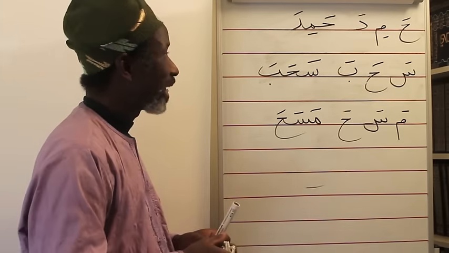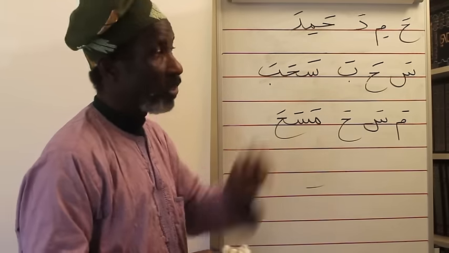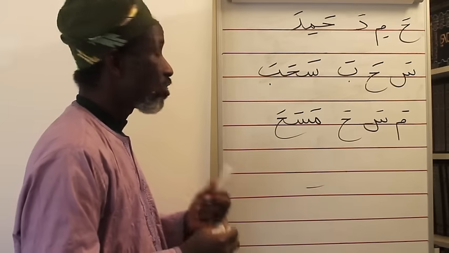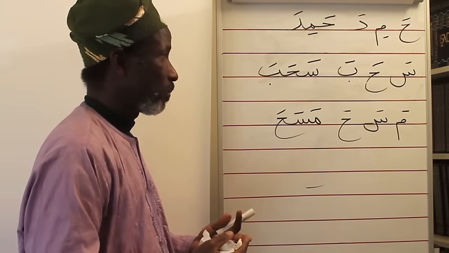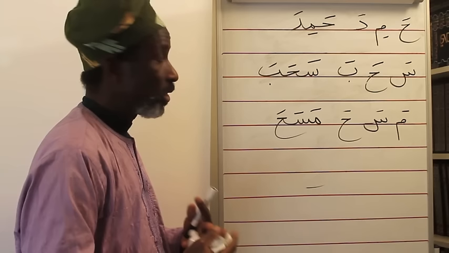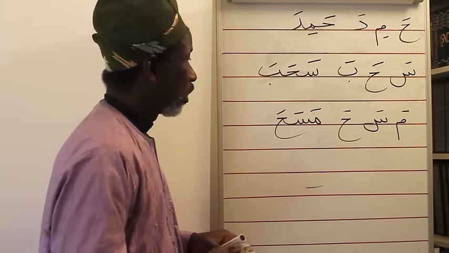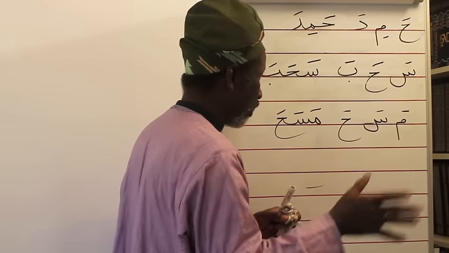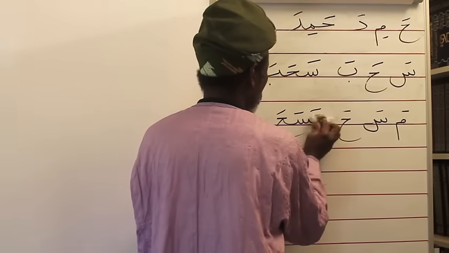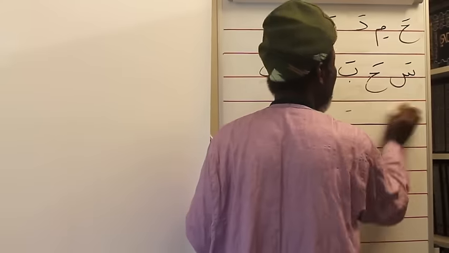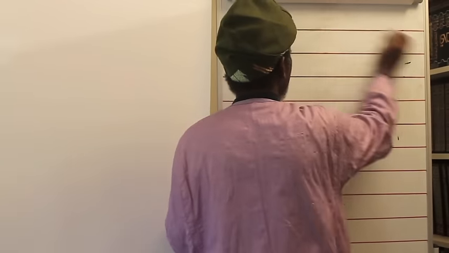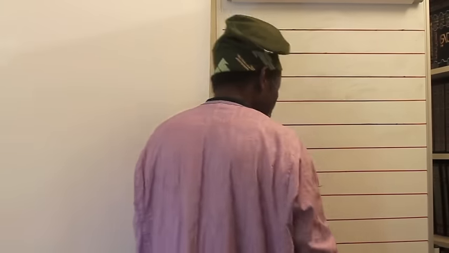Next letter is kha, which is from the same family. So we're now moving to page 31 of the book. The masaha, of course, was on page 30. Now, page 31, we start with letter kha. The first word is khasira.